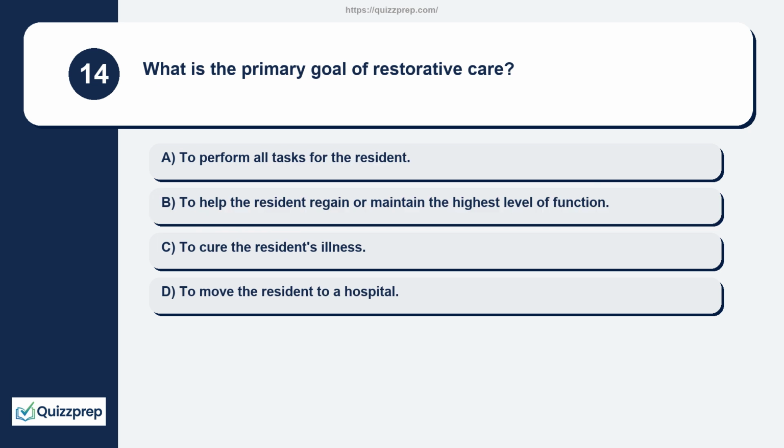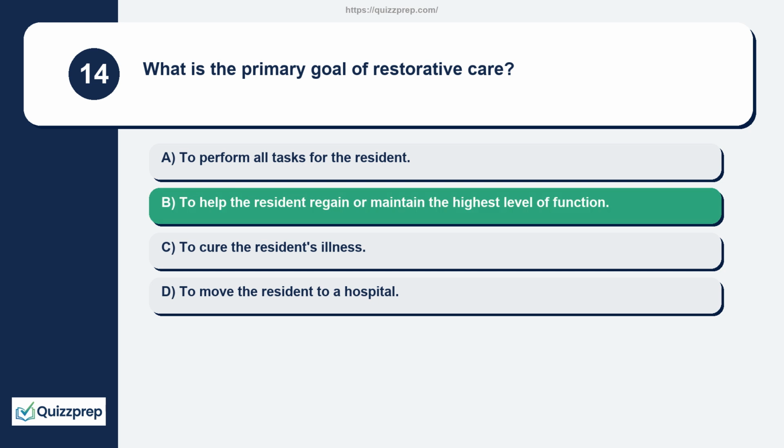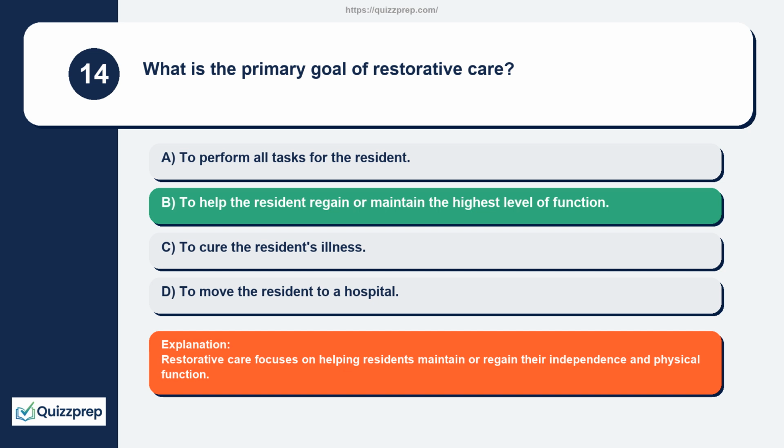Question 14. What is the primary goal of restorative care? To perform all tasks for the resident. To help the resident regain or maintain the highest level of function. To cure the resident's illness. To move the resident to a hospital. Restorative care focuses on helping residents maintain or regain their independence and physical function.